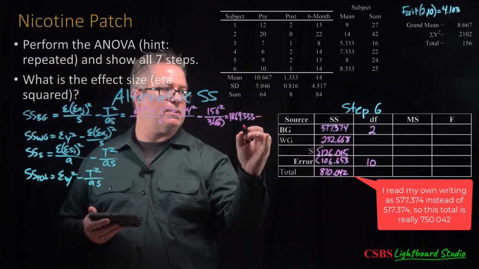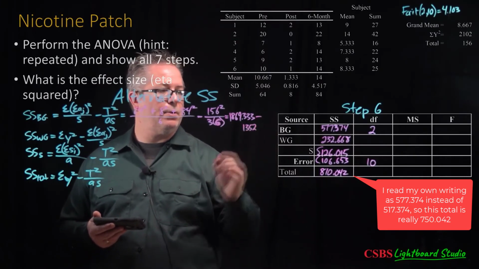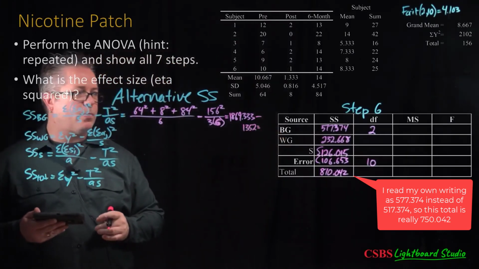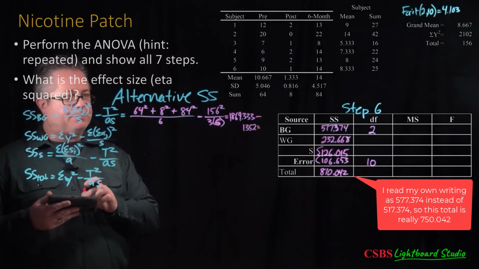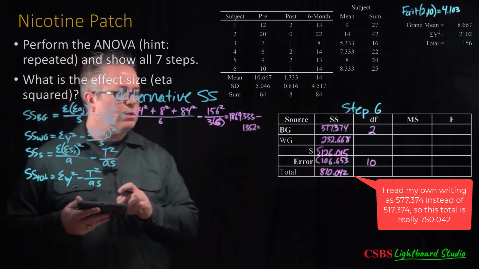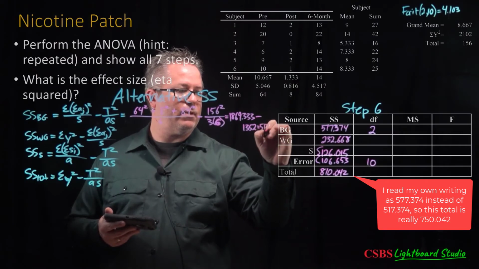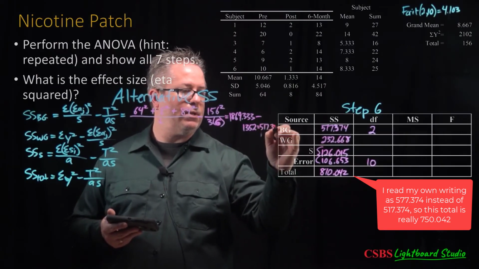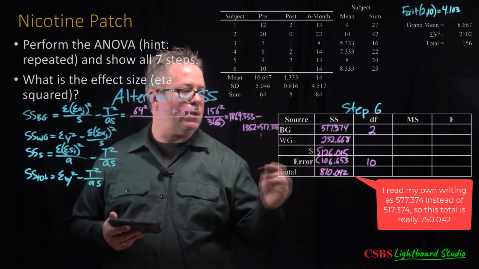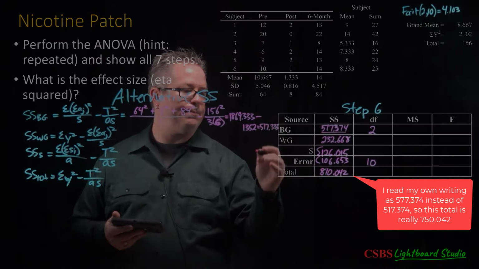So this is minus this 1352 number, which equals 1869.333 minus 1352 equals 517.333. Now, it's not exactly the same, but freaking close. And again, this is probably due to rounding.